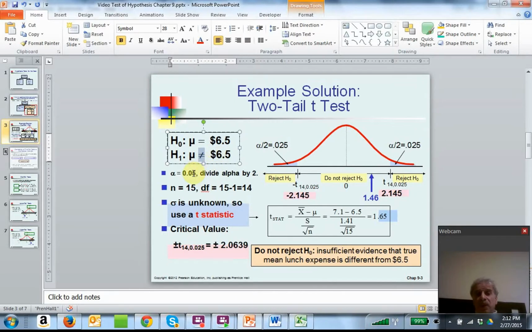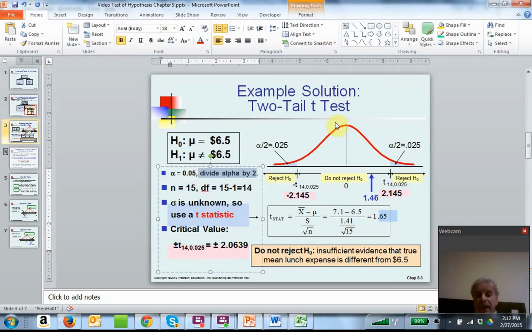So now I'm going through the problem. The problem is telling me that the alpha level of significance is 0.05. As long as my alternative is not equal, it means I have to divide alpha by 2. So I'm dividing alpha by 2.